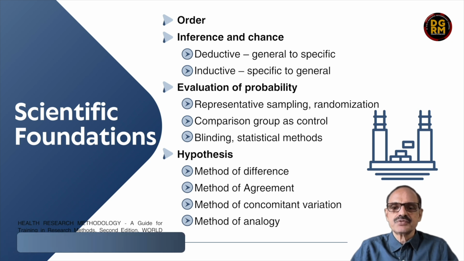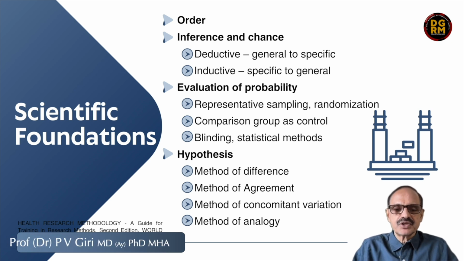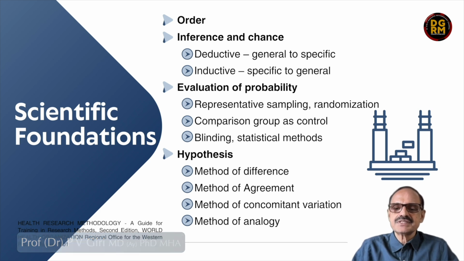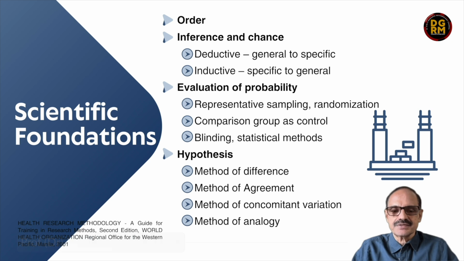So there are four types of Mill's canons of inductive reasoning, that is method of difference, method of agreement, method of concomitant variation, and method of analogy. We'll see one by one with simple examples. Method of difference identifies factors unique to specific conditions. Example is smoking and lung cancer.